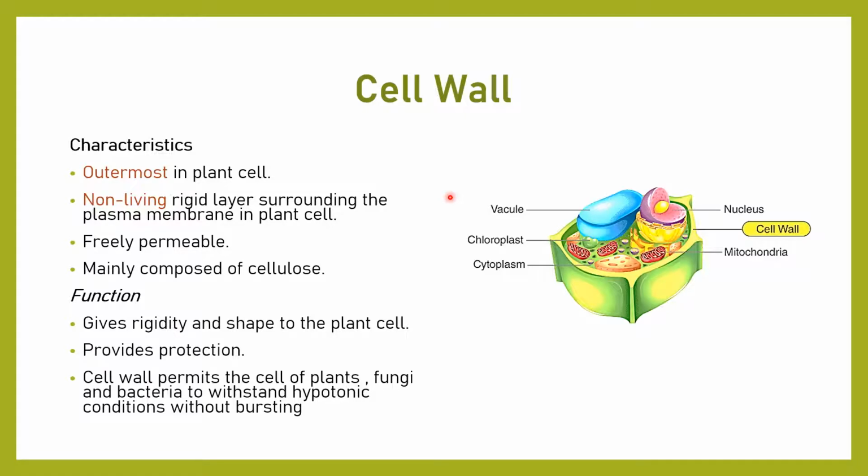Now what is the function of the cell wall? It gives rigidity and shape to the plant cell. It also protects the plant cell from being burst. It provides protection. The cell wall permits the cells of plants, fungi and bacteria to withstand hypertonic conditions without bursting.